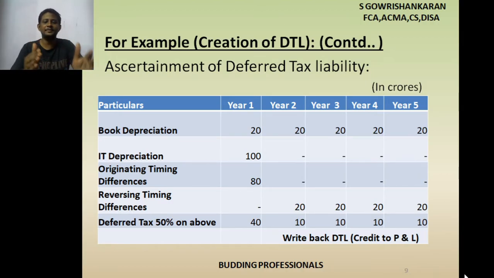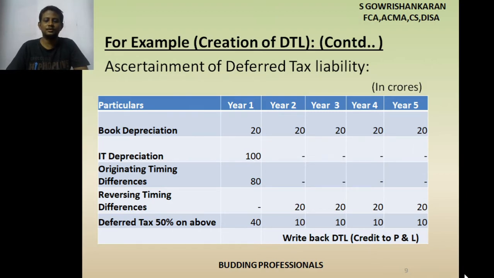Initially we debited the P&L account for 40 crores. That is due to the difference between book depreciation and IT depreciation. In year 2 there are no originating timing differences, so what we have to do is reverse the timing difference here. 20 crore is my reverse timing difference for the second year. Again 20 crore for the third year, 20 crore for the fourth year, and fifth year 20 crore.